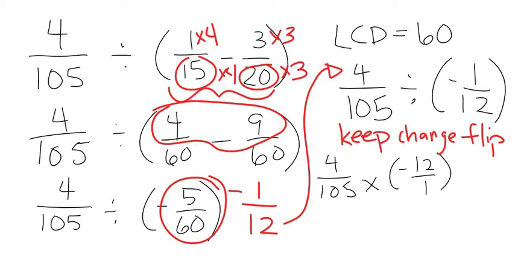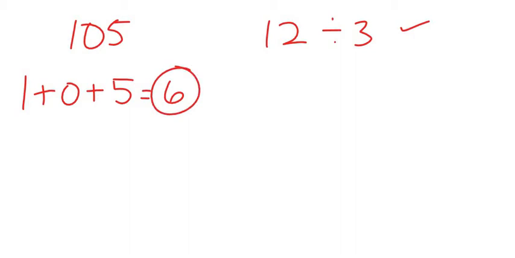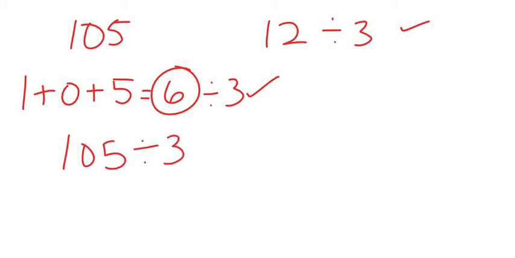But before I multiply straight across, I'm going to check and see if I can simplify. There's a trick to check whether you can simplify by 3, and let me show you that trick real quick. We have the numbers 105 and 12. I know that 12 can be divided by 3 for sure, but what about 105? If you take the digits in 105 and add them up, you get 6. If your sum can be divided by 3, then the big number can be divided by 3. Since we can divide the sum of those digits by 3, we can divide 105 by 3.